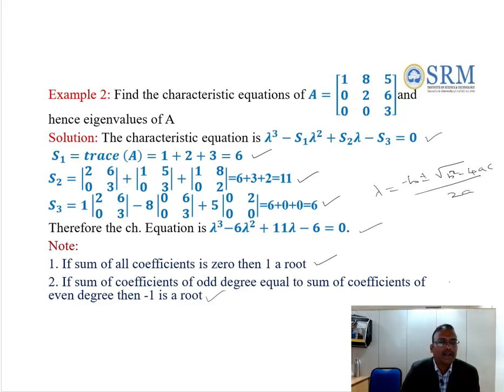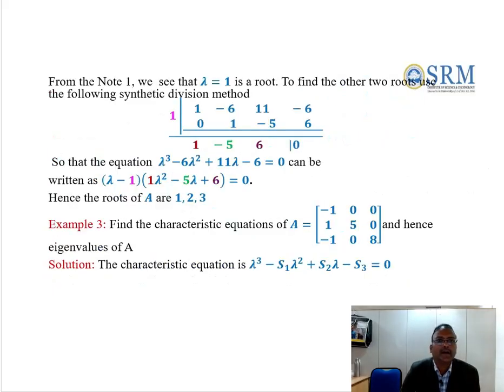Now luckily, if we add all the coefficients, what are they? 1 minus 6 plus 11 minus 6, and this is equal to 0. Therefore lambda equal to 1 is a root, right? So from note 1 we see that lambda equal to 1 is a root. To find the other two roots we use synthetic division.